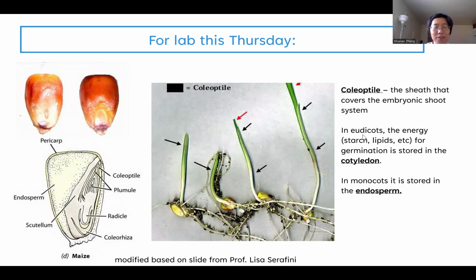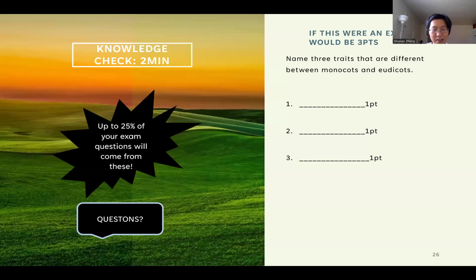All right, so here is another knowledge check. Go ahead and pause the playback for 2 minutes and think about this. So, name three traits that are different between monocots and eudicots.